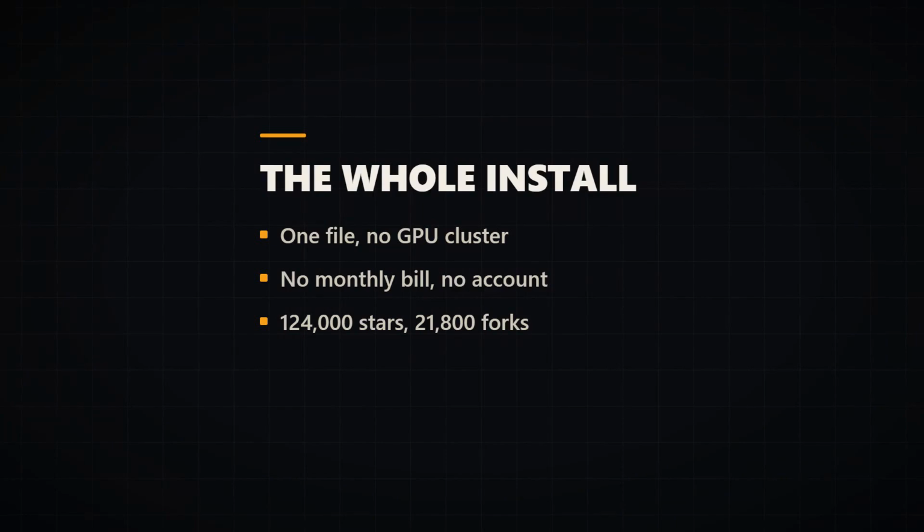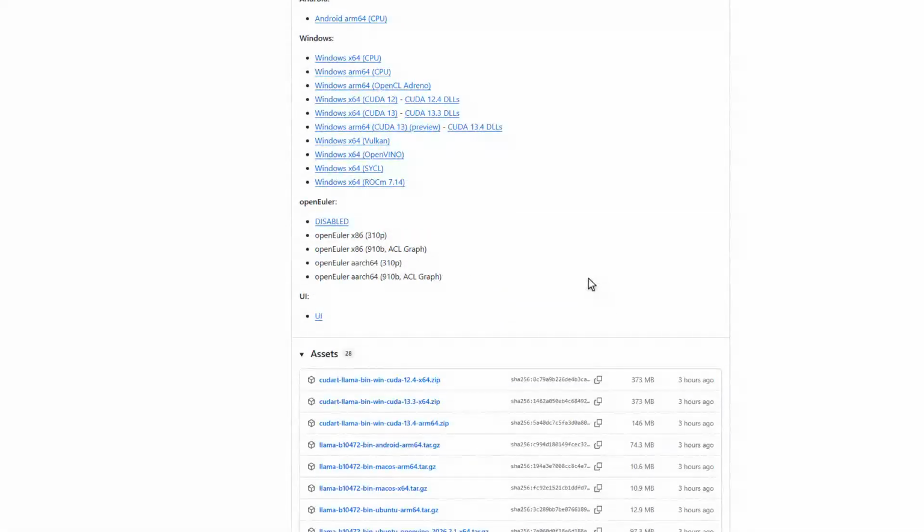Today's is B10472, tomorrow's will be B10473. The point is not the tag, the point is the cadence. The free option keeps closing the gap on the paid one, week after week, while your API contract stays flat.